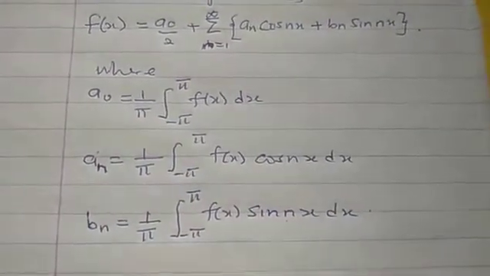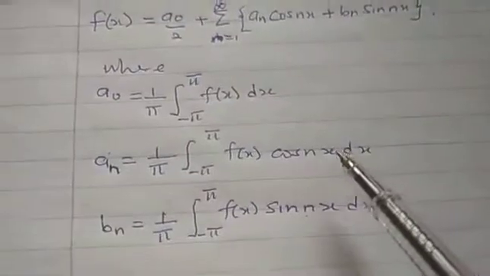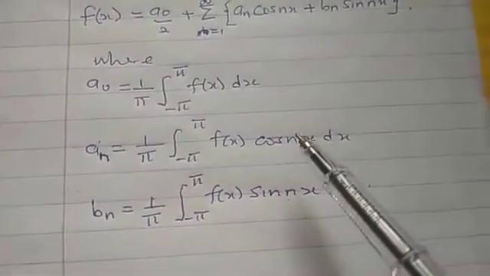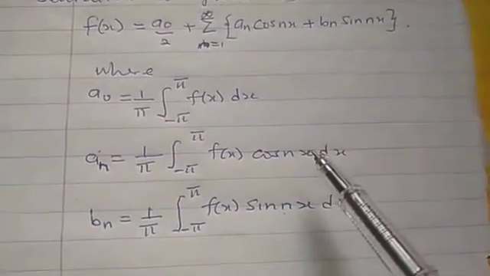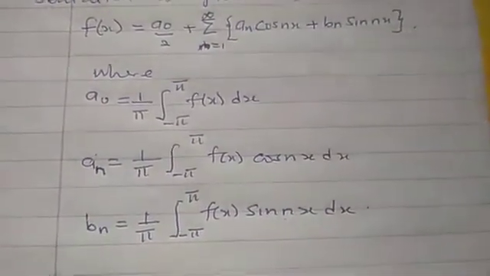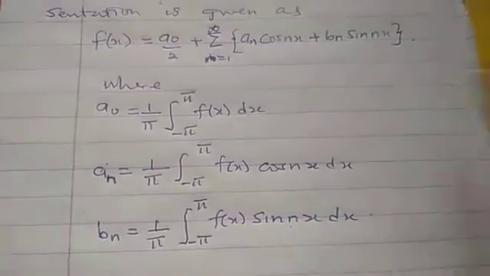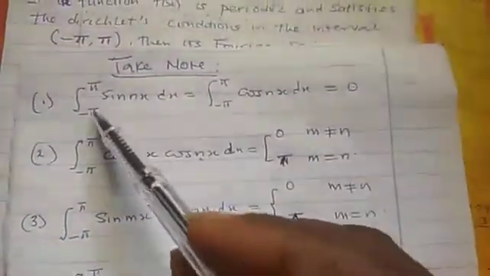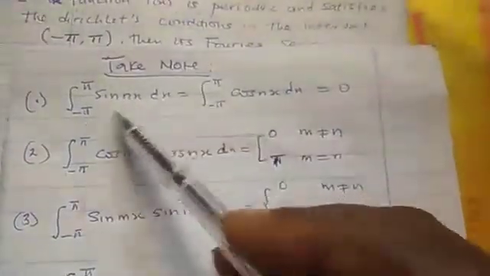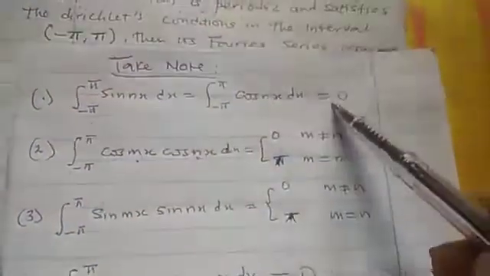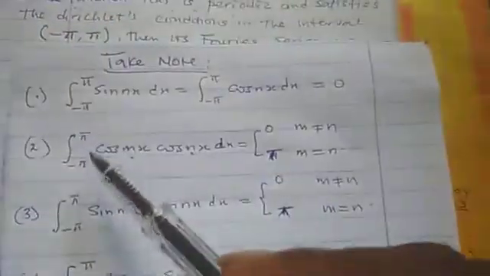So this is where the knowledge of integration comes in, which I believe you have learned in your normal integral calculus. However, we can prove this easily with this result. So we take note: when we integrate sin ns and cos ns, n being any number, over this boundary, minus pi to pi only, it will be 0.